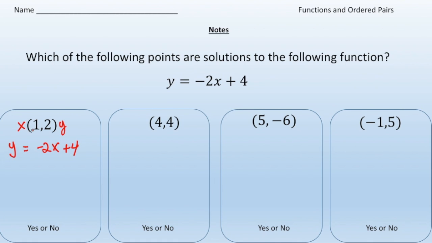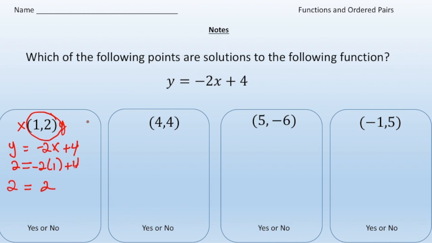Now I'm going to substitute this 1 in for this x. So it's going to be negative 2 times 1 plus 4. It's going to equal our y value, which is 2. So now 2 is going to equal, well, negative 2 times 1 is negative 2, right? And negative 2 plus 4 gives you 2. And notice that 2 equals 2, which means the point (1, 2) is a solution to this function.